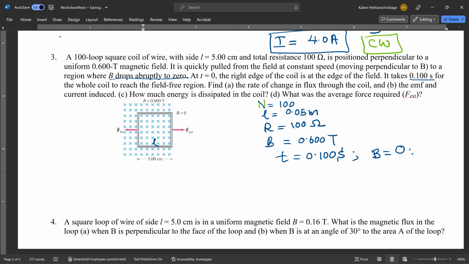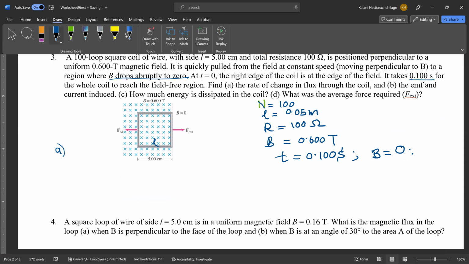So the formula that we have is epsilon equals, let's do part A. Part A is asking to find the rate of change of flux. So let's do that first. Answer the question very carefully, what it is asking. That's how we can see the understanding. A asks the rate of change of flux through the coil.